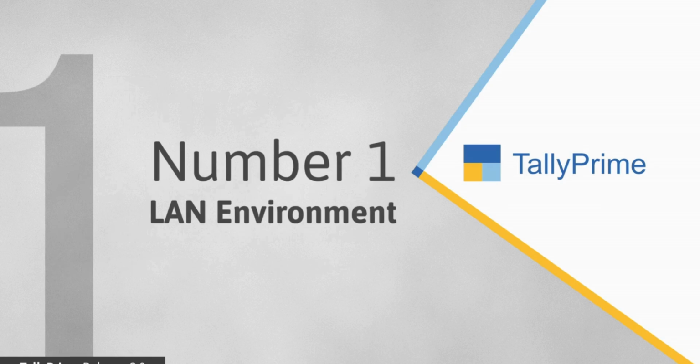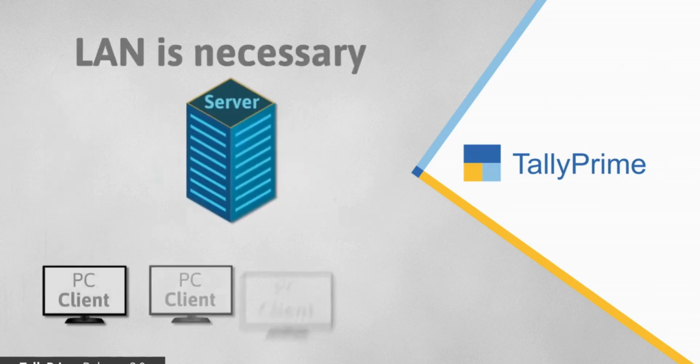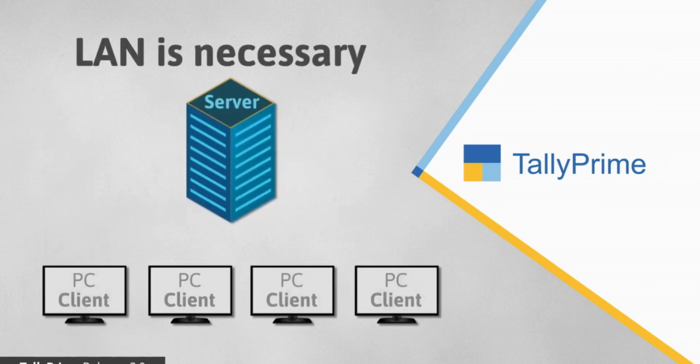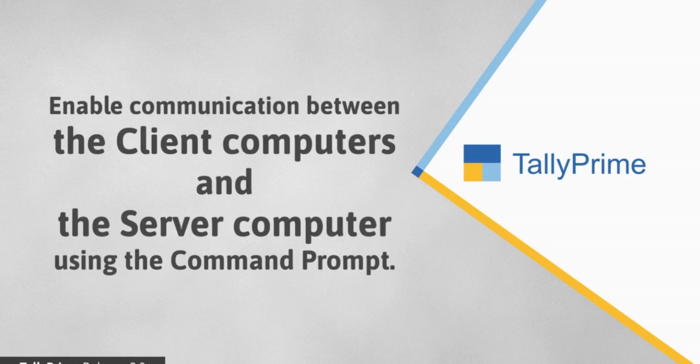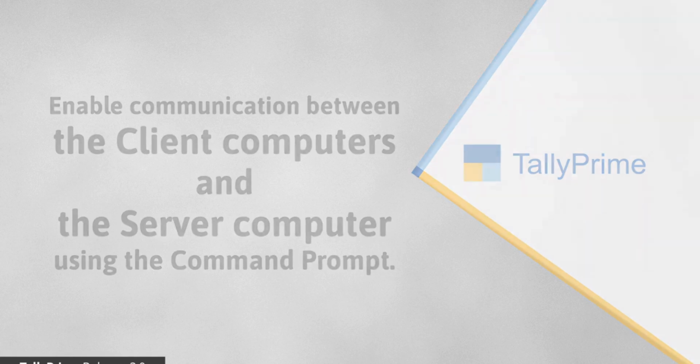Number 1, LAN environment. Multi-user data configuration requires a LAN. Number 2, communication between the computer with TallyPrime license and other computers on the LAN. Check if the communication between the computers is enabled.